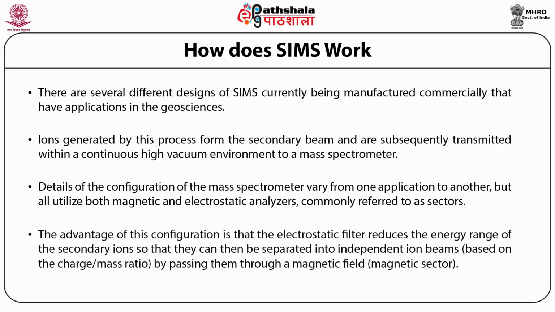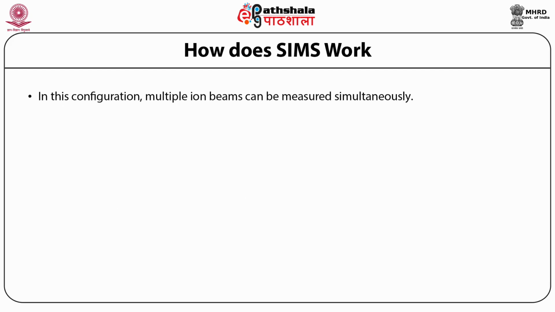The advantage of this configuration is that the electrostatic filter reduces the energy range of the secondary ions so that they can then be separated into independent ion beams. This is based on the charge and mass ratio, by passing them through a magnetic field or a magnetic sector. In this configuration, multiple ion beams can be measured simultaneously.